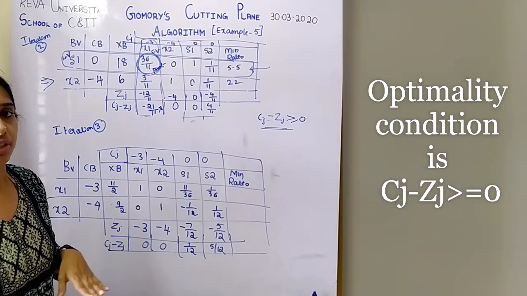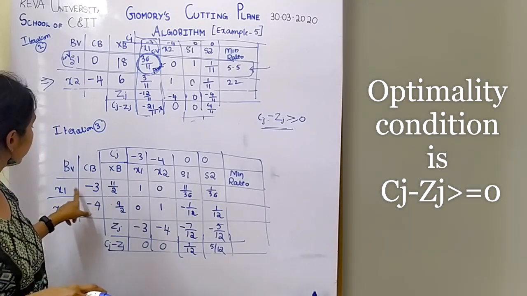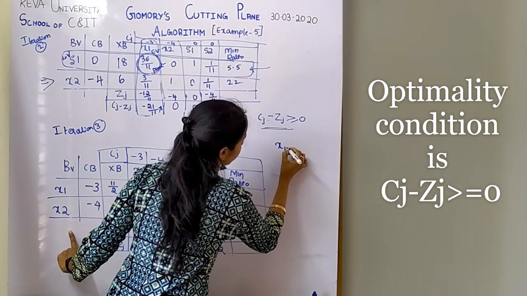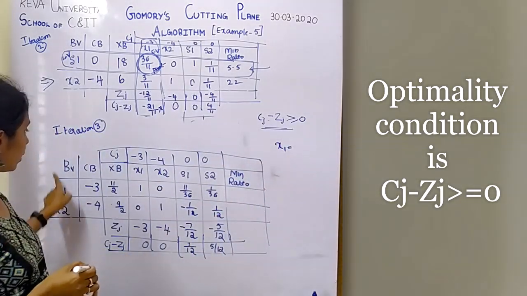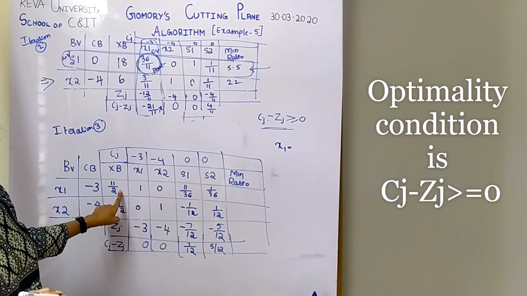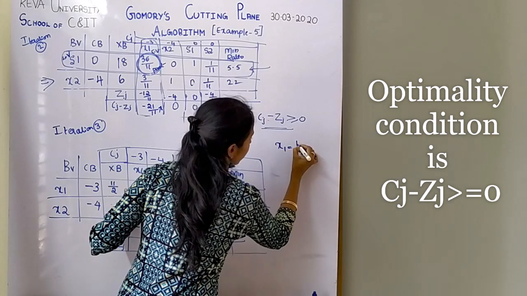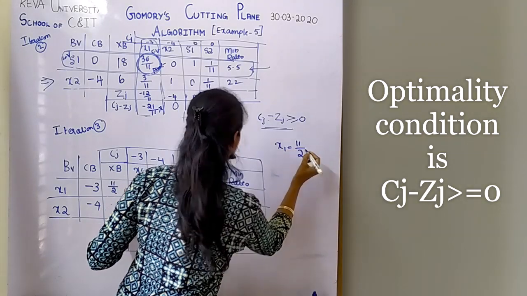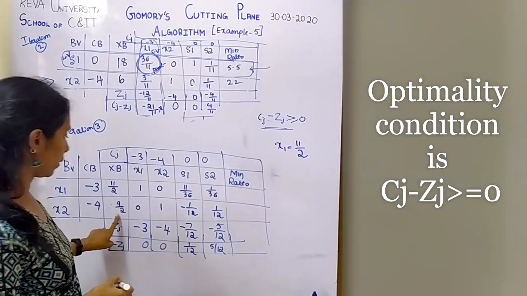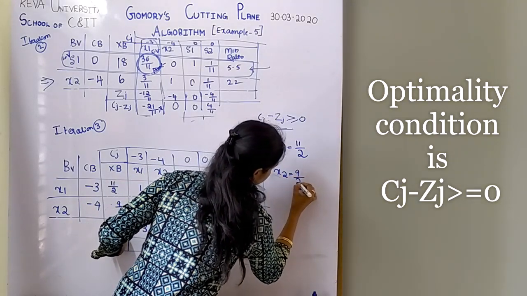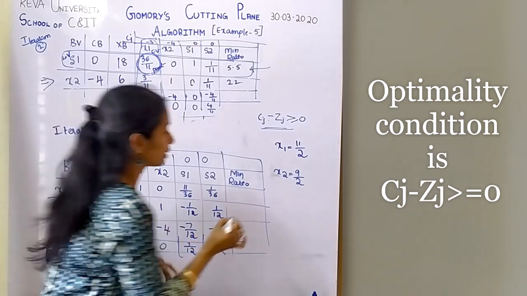If you stop the iterations, what do you have to do? Write down the values for x1 and x2. So what is the value of x1? The value of x1 is the corresponding value in that particular row for the xb value, 11 by 2. Then x2 is equal to 9 by 2. Okay, and what is the z value?